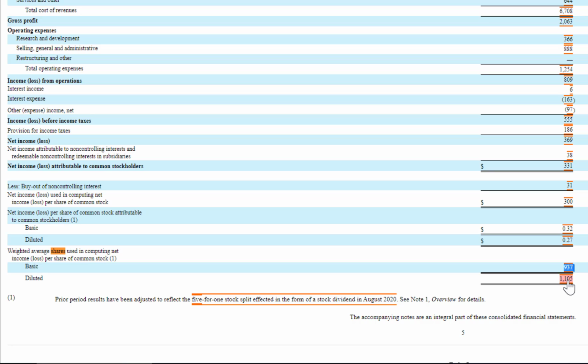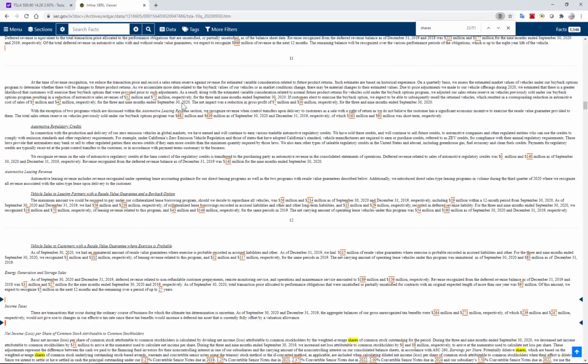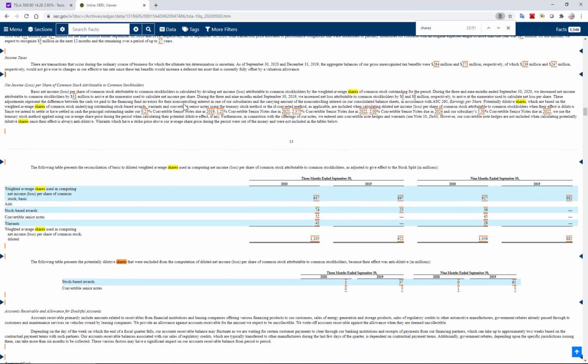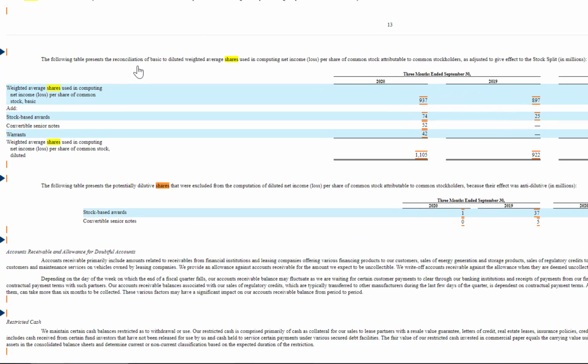And then the diluted ones is 105 that has been computed. So note that 937 is not 948 that we saw in there, because this is the weighted average of shares throughout this period. And for the diluted shares, you can also see how the company gets 105. So if you go down here, you will see how the reconciliation of basic to diluted shares is computed. So there's 937, as you see, and then there's additional shares added due to stock-based awards, convertible notes, warrants, and so on. And then the company gets more than 1 billion diluted shares.